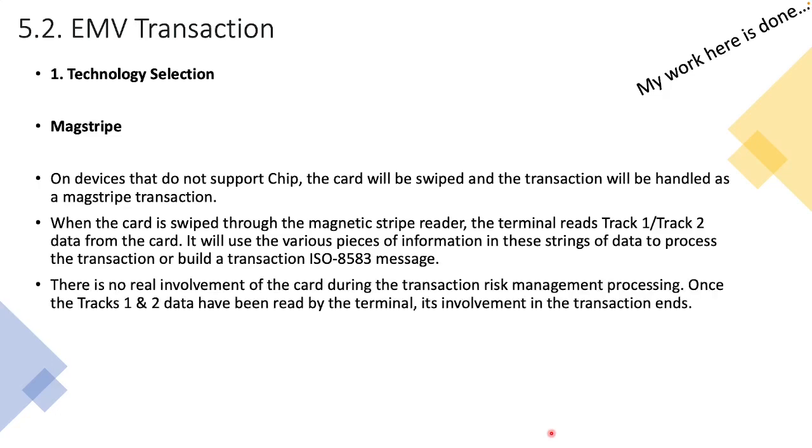So once again, no real involvement of the card during this transaction. It's not involved in transaction risk management in any way. Once a card has been pulled through the magstripe reader, its function is pretty much finished. It's had track 1 or track 2 read off its magstripe, and everything else then depends on the terminal in terms of completing the transaction.